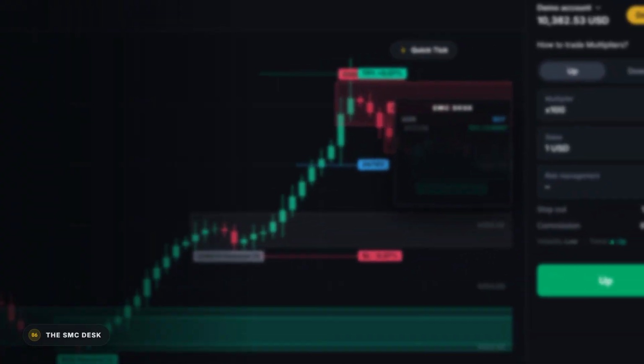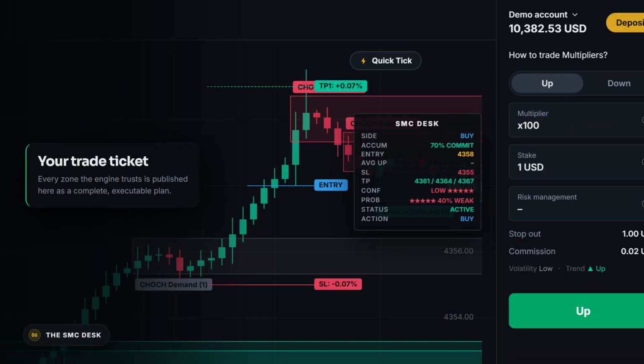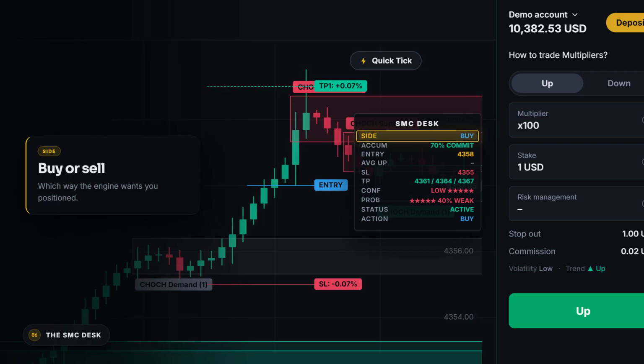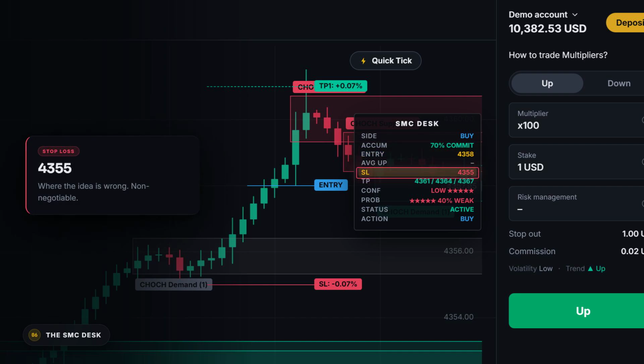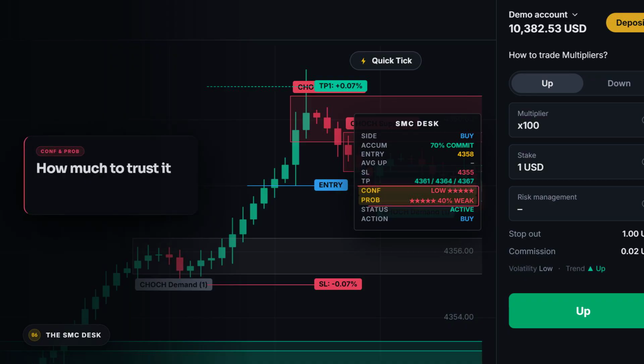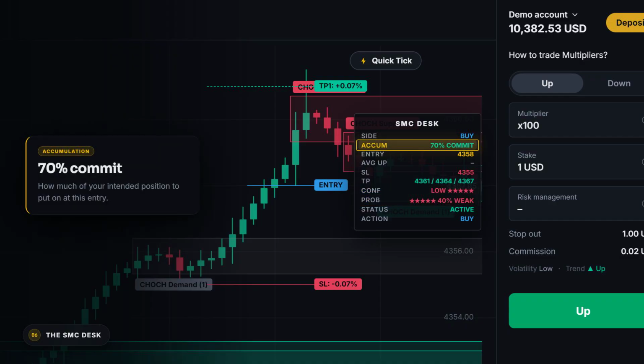Every zone feeds the SMC Desk, your trade ticket written for you. Side tells you buy or sell. Entry is the price to get in. SL is your stop loss. TP gives you 3 take profit targets to scale out of. Confidence and probability score the setup. Accumulation shows how much of your position to commit. And status tells you whether the trade is active or still waiting.